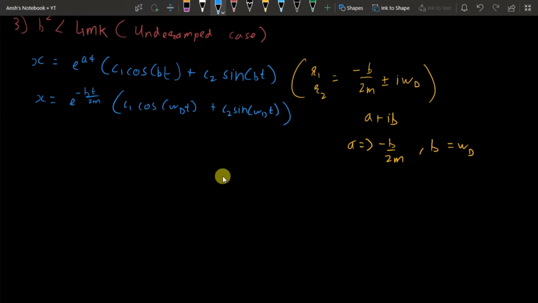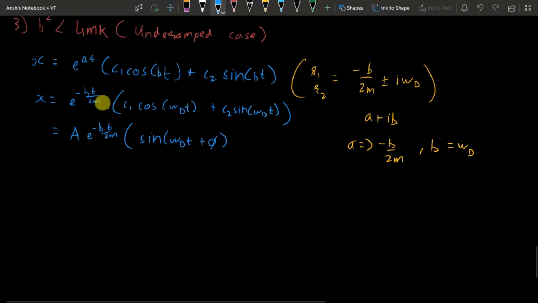And similar to the undamped harmonic oscillator case, we can again write c1, c2 in terms of A and phi. So we have A e raised to minus bt over 2m sine omega dt plus phi. Instead of c1 and c2, we've used two other variables, A and phi, and we already know how to write A and phi in terms of c1 and c2. So let's do an example for the following case.